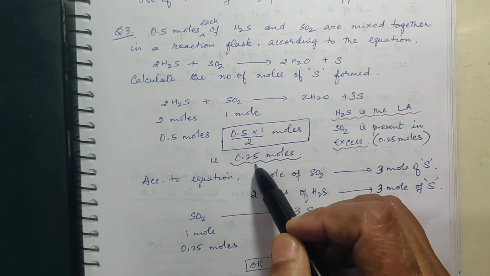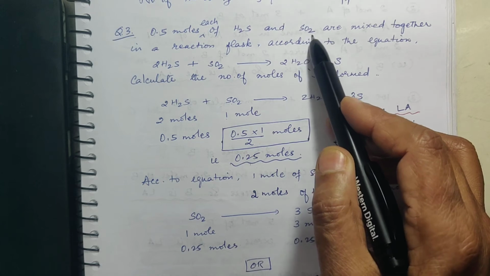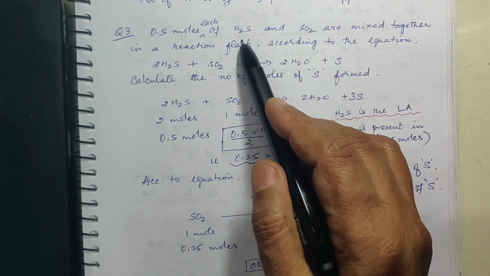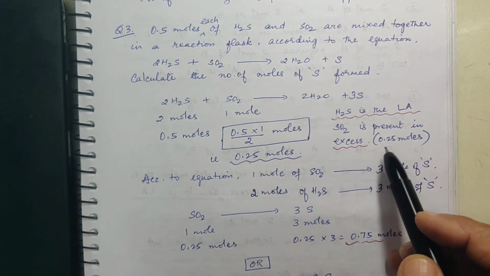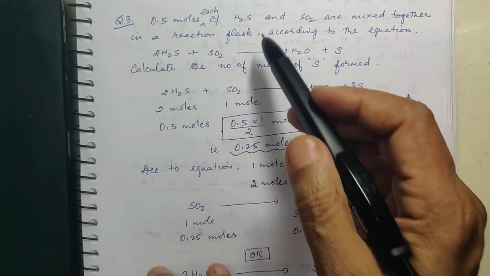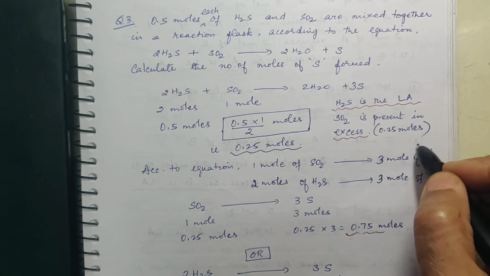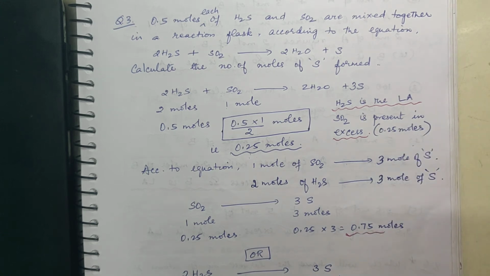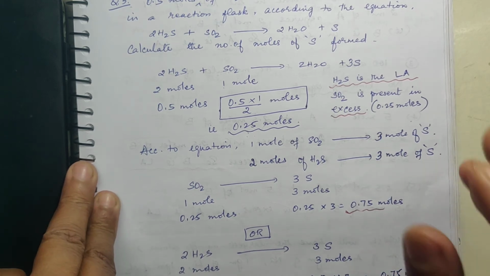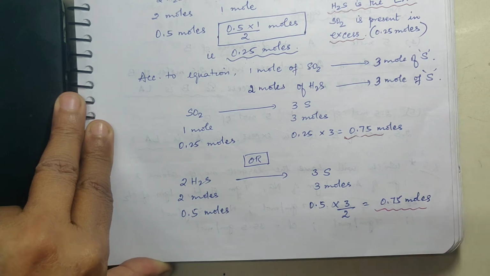See, you need 0.25 of SO2, but you have 0.5 of SO2, you are having it in excess. That means the other reactant is the limiting agent. So H2S is the limiting agent. How much excess is present? It is present 0.25 moles excess. You have 0.5, your requirement is 0.25, so 0.25 is in excess. Now I already told you, try using the limiting agent to calculate or go further.